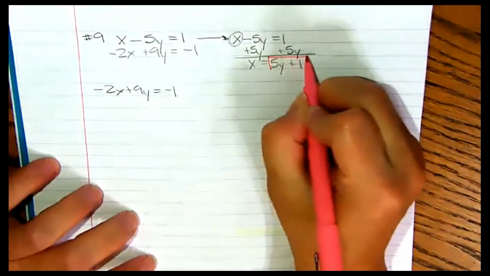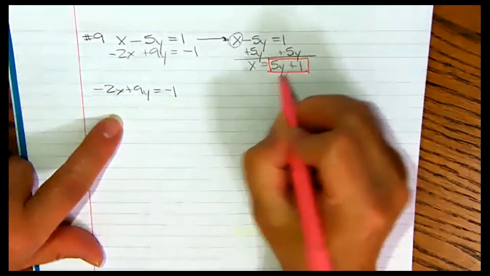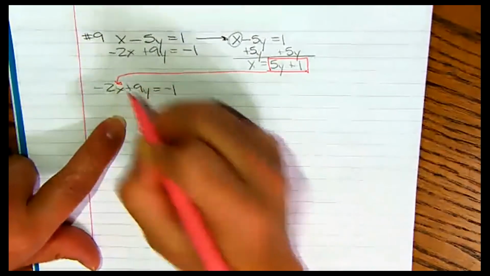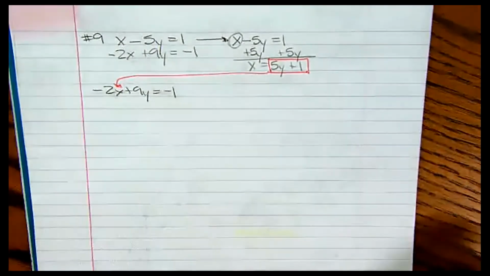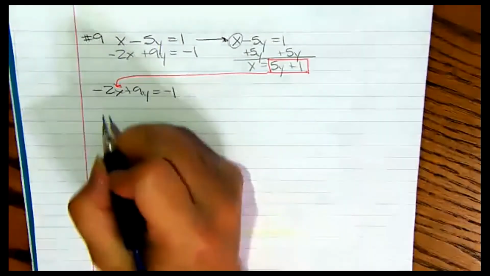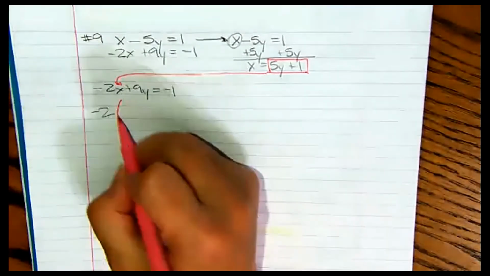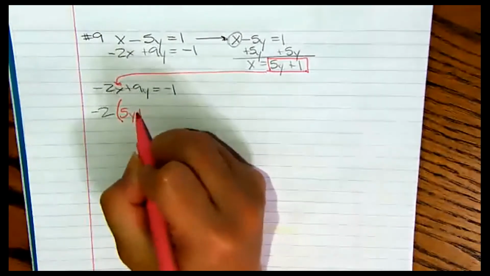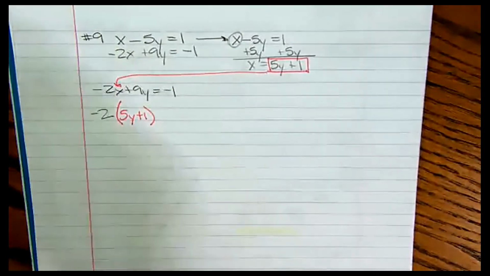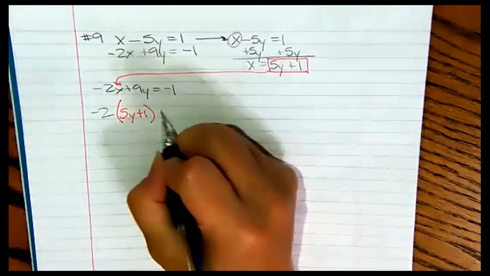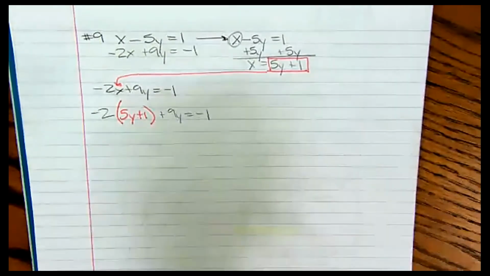substitute this for x. Okay, so now I have negative 2 times 5y plus 1 plus 9y equals negative 1.